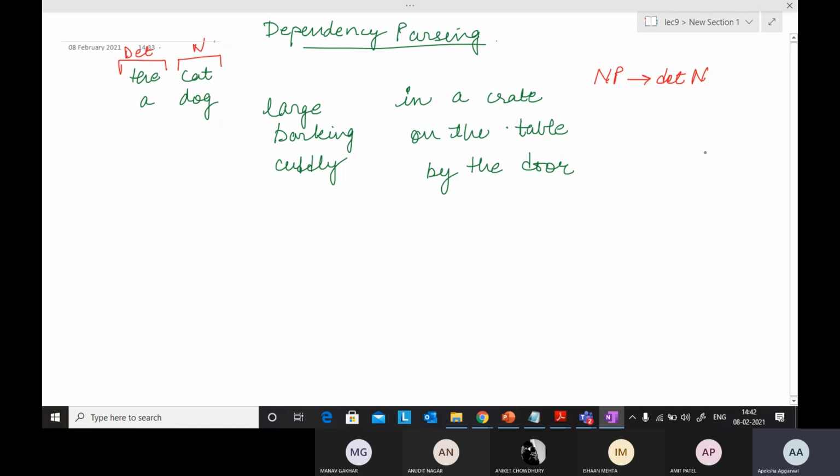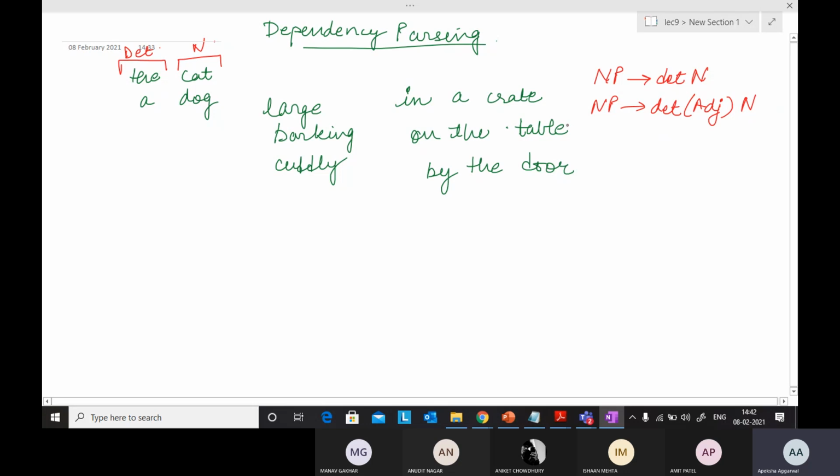So along with determiner and noun, there can be an adjective associated with this, right? Determiner, then we can optionally have an adjective and a noun. So the black cat, the brown dog, right? So how can we represent this whole scenario? Yes, we can. We have a determiner, then optionally an adjective, and then a noun, right?